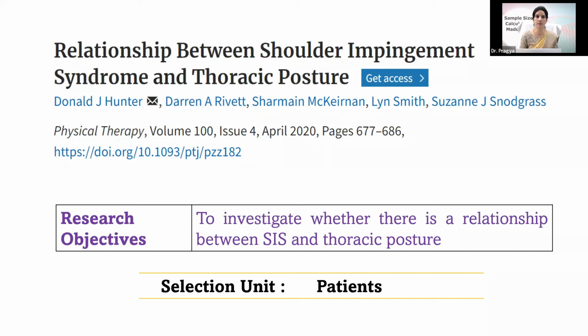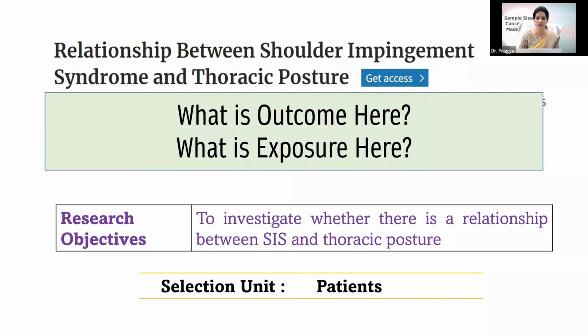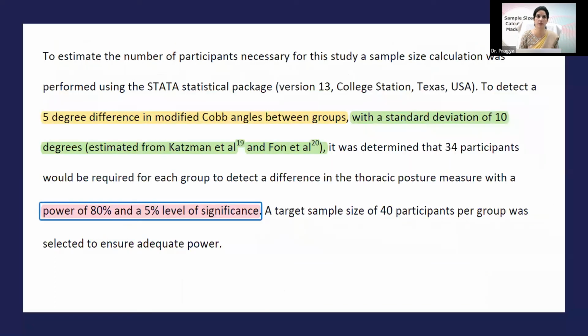So the outcome in this case was the shoulder impingement syndrome, and the thoracic posture was the exposure, which he measured as a Cobb's angle. I think Cobb's angle is an angle which is measured on the X-ray, and it is a continuous measurement. So he has given this input. I have already told what the exposure and the outcome are here. He has written that he wanted to detect a 5-degree difference in the modified Cobb's angle between the groups, with a standard deviation of 10 degrees.